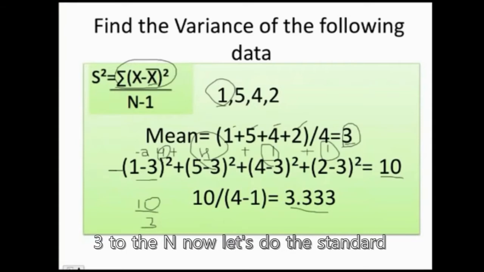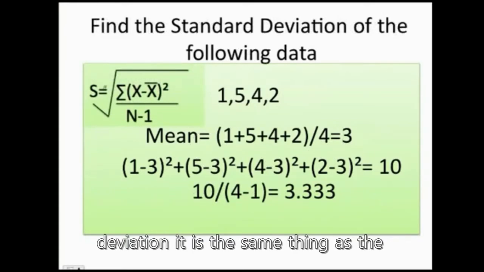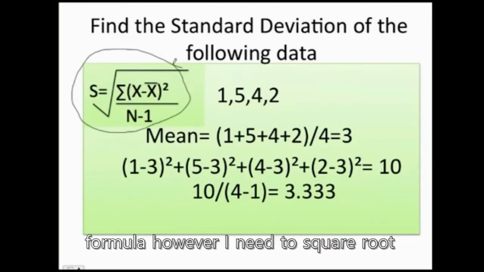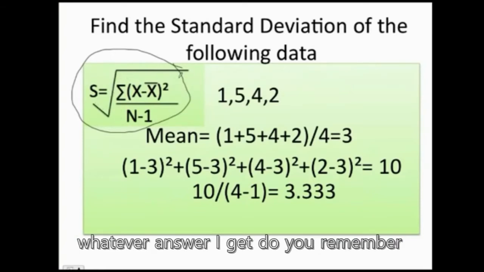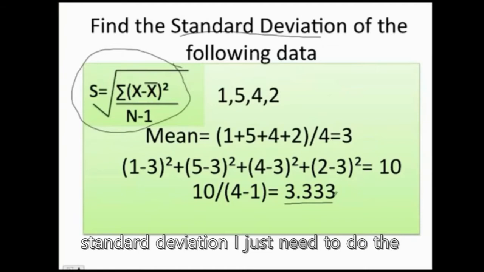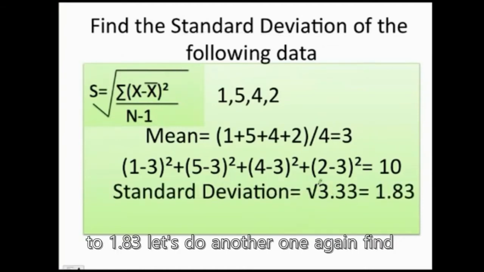3.33333 to the n. Now, let's do the standard deviation. It is the same thing as the variance. Look, it's almost the same formula. However, I need to square root whatever answer I get. Do you remember how we got 3.3333? Well, in order to find the standard deviation, I just need to do the square root of the value, which equals 1.83.